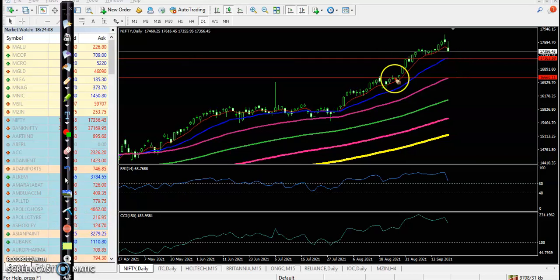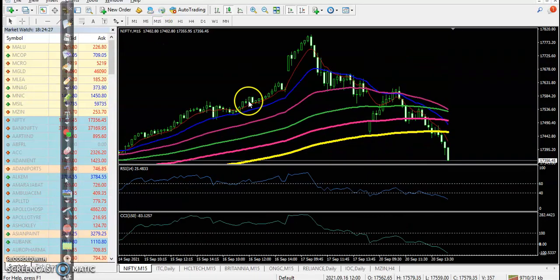Or suppose price breaks this supporting line, we are looking for a buy near moving average 50. That is the 50 exponential moving average, and with the same pattern we are looking for a buy. Let me show in a small time frame like 15 minutes.